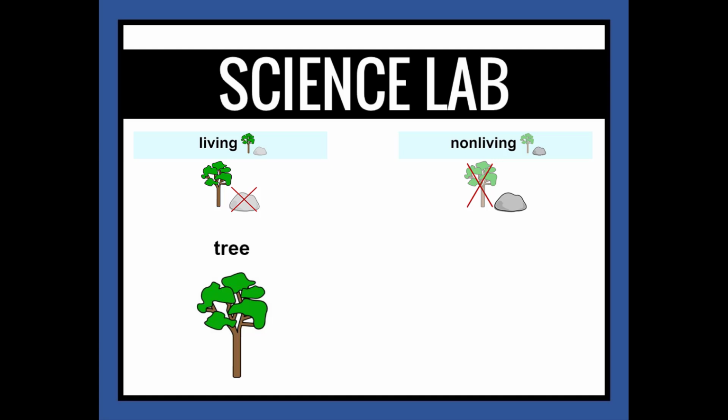This item is a living thing. It breathes in or uses carbon dioxide and breathes out oxygen. A tree consumes nutrients from the ground. A tree grows. A tree may grow in a certain way to face the sun, thereby moving itself. And a tree reproduces by producing seeds.